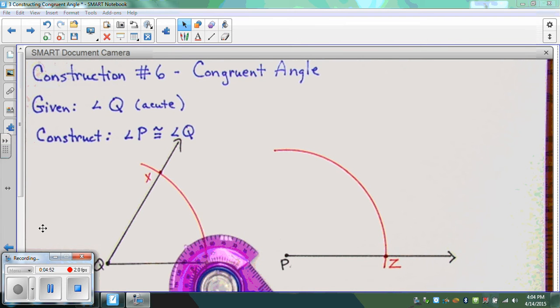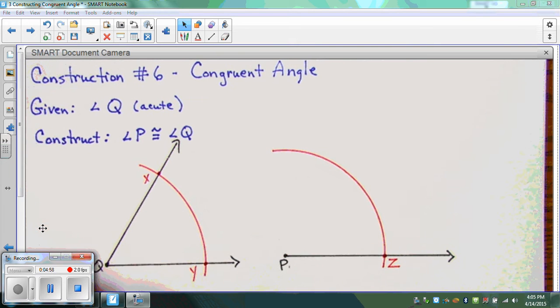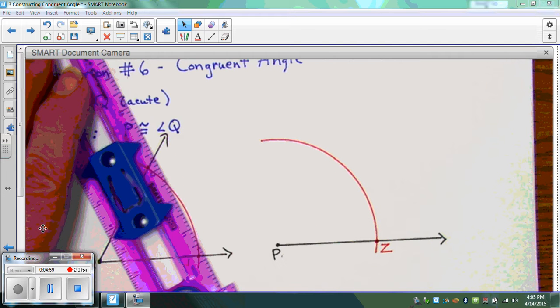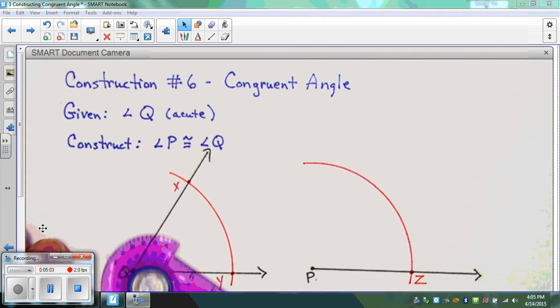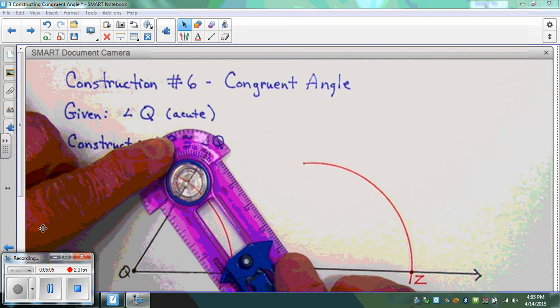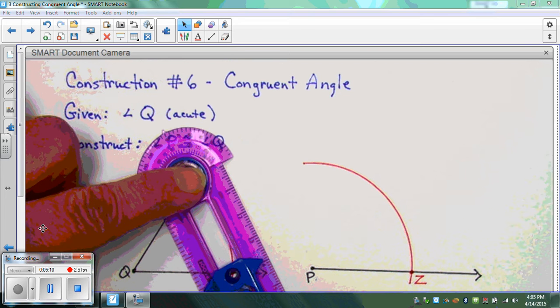With the compass, you're going to measure from X to Y. Or if you want to measure from Y to X, it's not going to matter. Either way, it's going to be the same measurement. Okay, sliding everything. Here we go. So I'm going to put X as the center, and I'm going to slide and find Y.